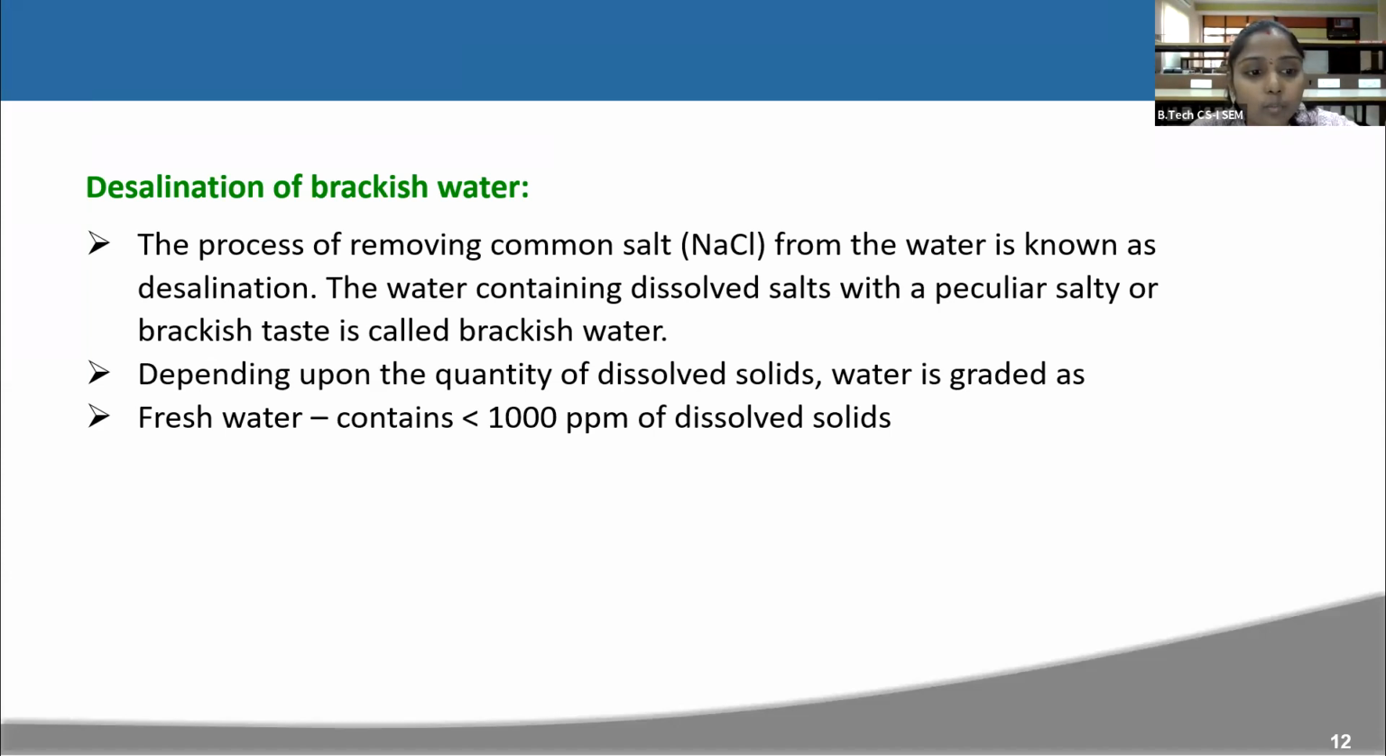What are the two main types of desalination? Two desalination technologies are used primarily around the world. One is thermal desalination and another one is membrane desalination.